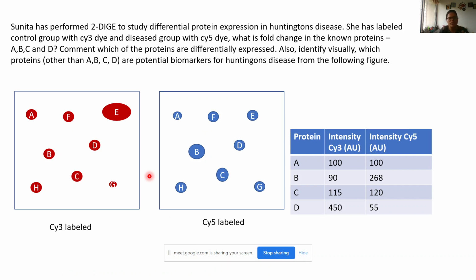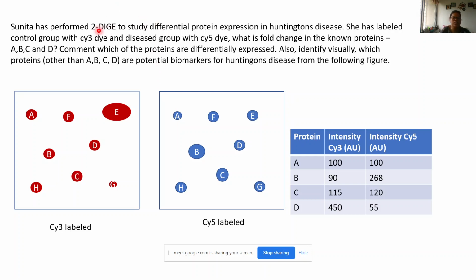So this is an experiment about 2D DIGE. Here Sunita has performed 2D DIGE to study differential protein expression in Huntington's disease. She has labeled the control group with Cy3 dye and the disease group with Cy5 dye. Here what you have to do is calculate the fold change in the known proteins A, B, C, D and comment on which of the proteins are differentially expressed. Also identify visually which proteins are potential biomarkers for Huntington's disease.